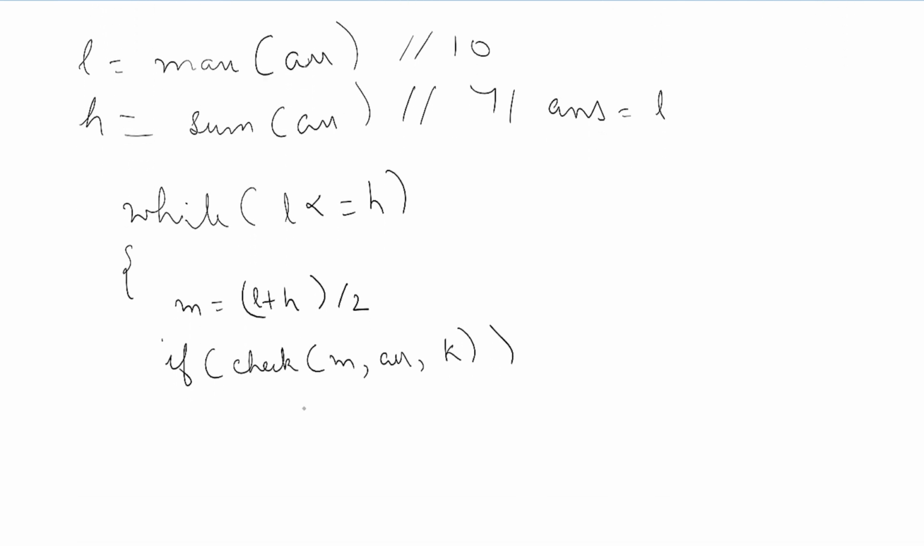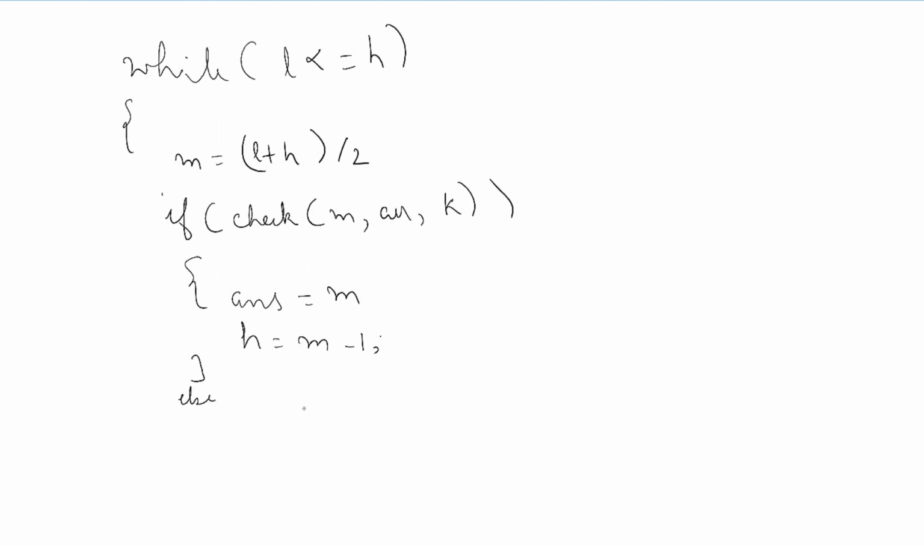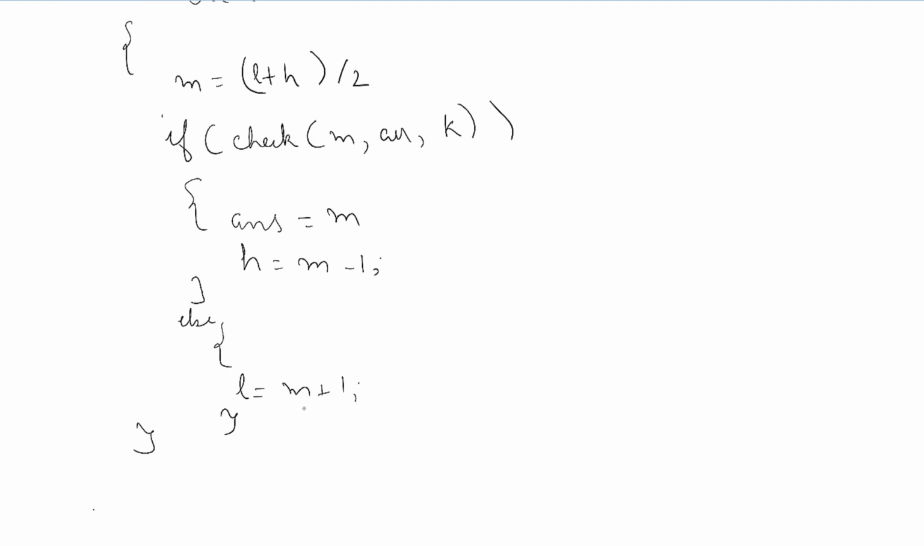If yes, if we can complete all the tasks in this time, then our answer possible can be M, and we need to minimize this answer, so we will reduce our H to M minus 1. Else, if we cannot do all the tasks in this time, then obviously we need to increase our time, so we will increment L to M plus 1. We will be returning answer.